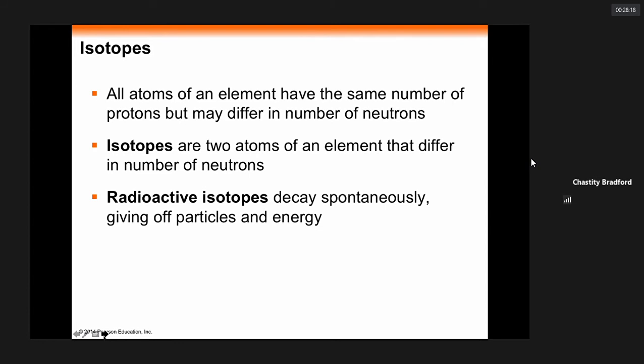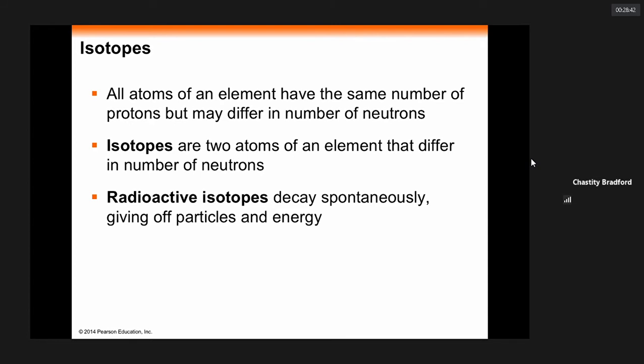So you have an atom. You might have a carbon atom, two different carbon atoms, okay? They may have the same number of protons, but they're going to have different neutrons. And if the neutrons differ, you can see it. They're called isotopes, okay? Isotopes are two atoms of an element that have different numbers of neutrons. And I'm going to show you what I mean, okay?